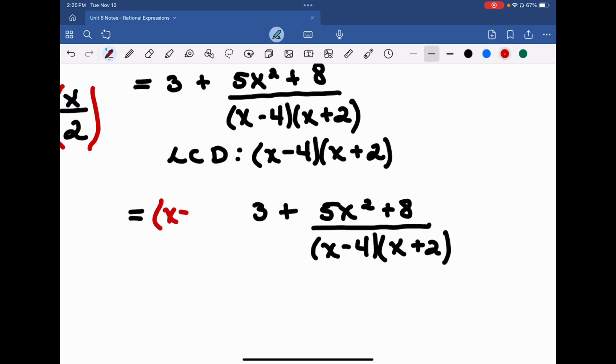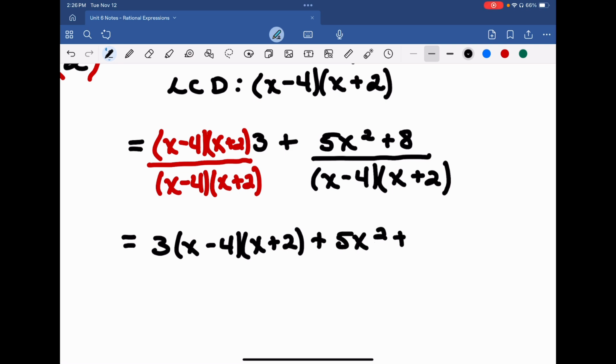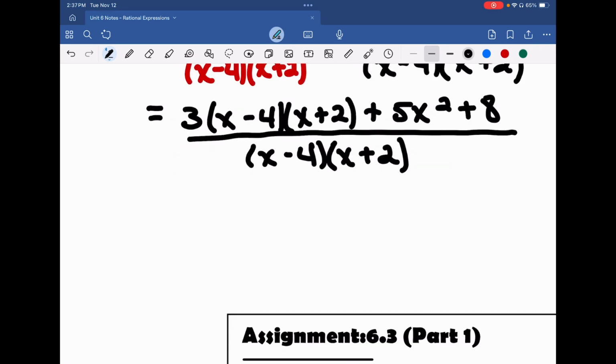Now what I'm going to do is write out in front here, x minus 4, x plus 2, and then divided by the x minus 4, x plus 2, because we're multiplying this first term all to that 3. This is going to end up giving us the following. This is 3 times x minus 4, x plus 2, plus the 5x squared plus 8, and then all divided by that LCD, which is our x minus 4 and x plus 2.